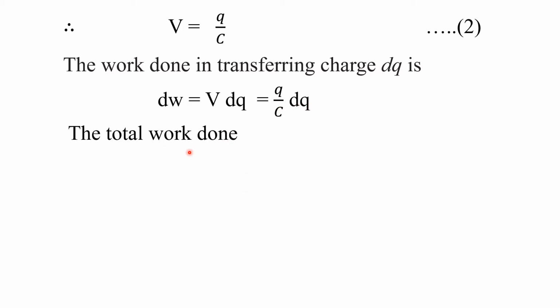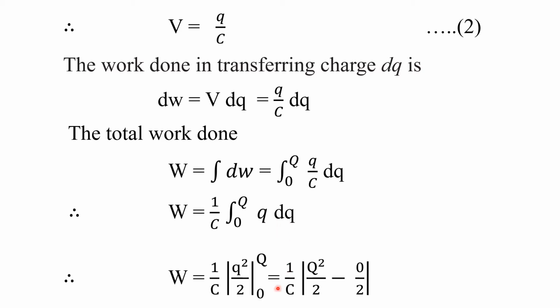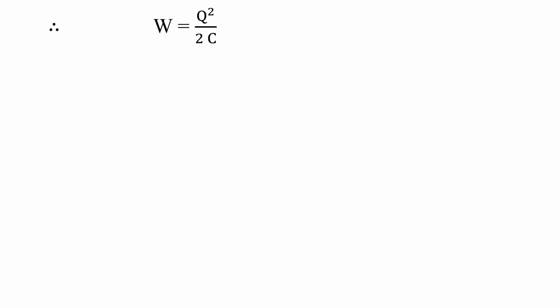Total work done is obtained by integrating this equation. W is equal to the integration of dW. Here the initial charge is 0 and the final charge is capital Q. We get the integration of Q by C dQ. Here 1 by C is constant, integration from 0 to Q of Q dQ. The integration of Q dQ is Q square by 2. So W is equal to 1 by C times Q square upon 2, limits from 0 to capital Q, that is 1 upon C times Q square by 2 minus 0. We get W is equal to Q square upon 2C.